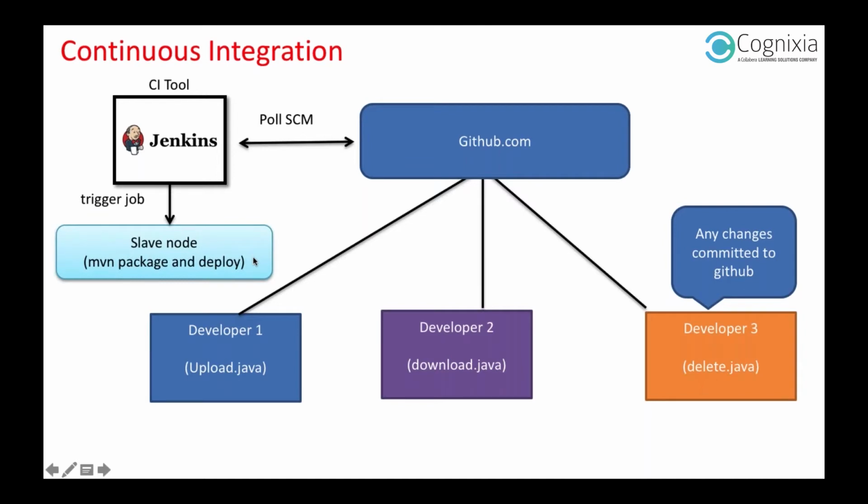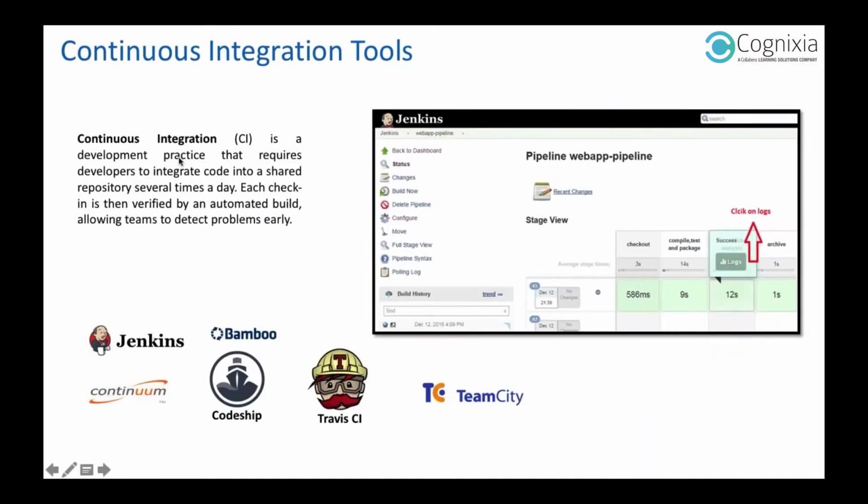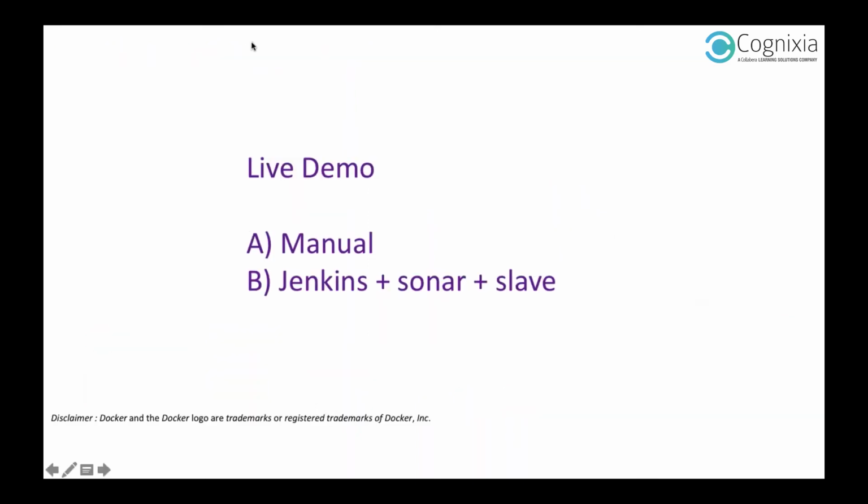So actually Jenkins is not the only one. There are many other tools in continuous integration like Jenkins, Bamboo, CodeShip, Travis, TeamCity, and many others. So basically, CI is a development practice that requires developers to integrate their code in a shared repository several times a day. Each check-in, which means every time we make a change, should be verified by an automated build, allowing teams to detect problems early. Let's do a quick demo on Jenkins, Sonar, and the slave node.